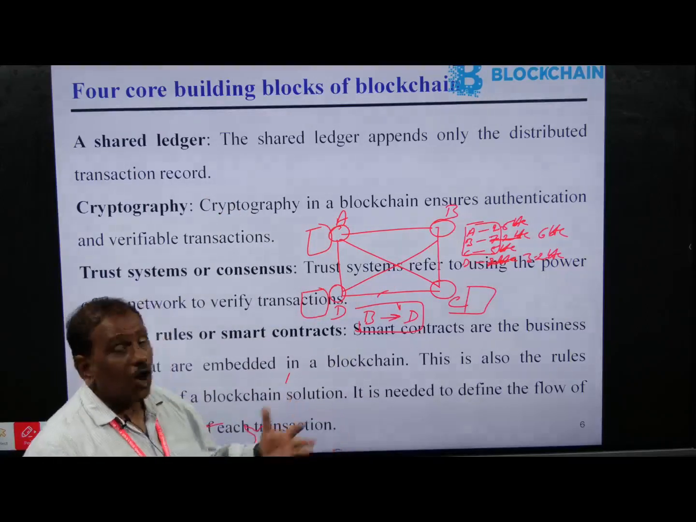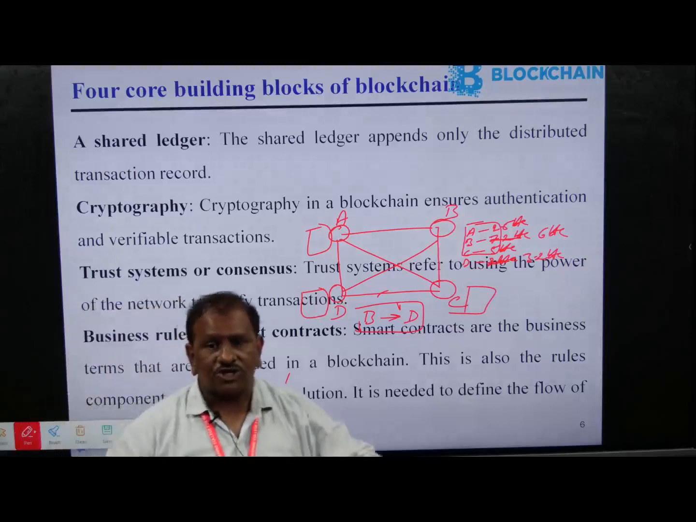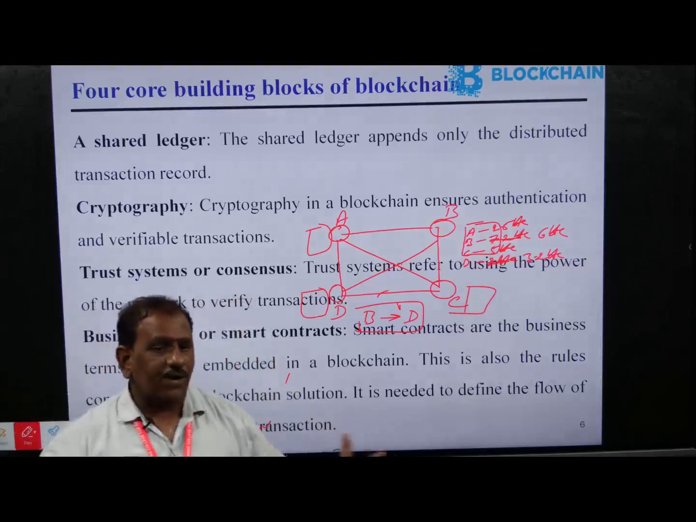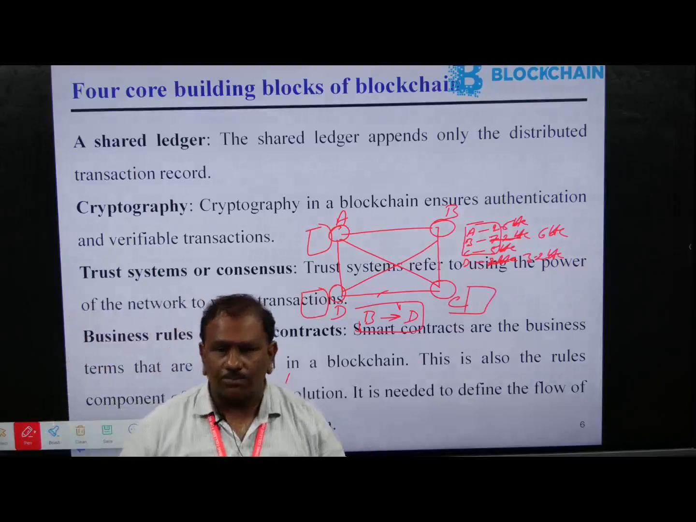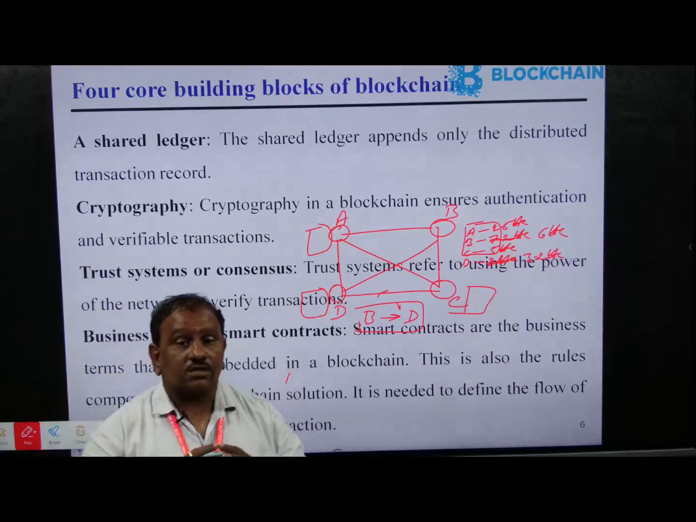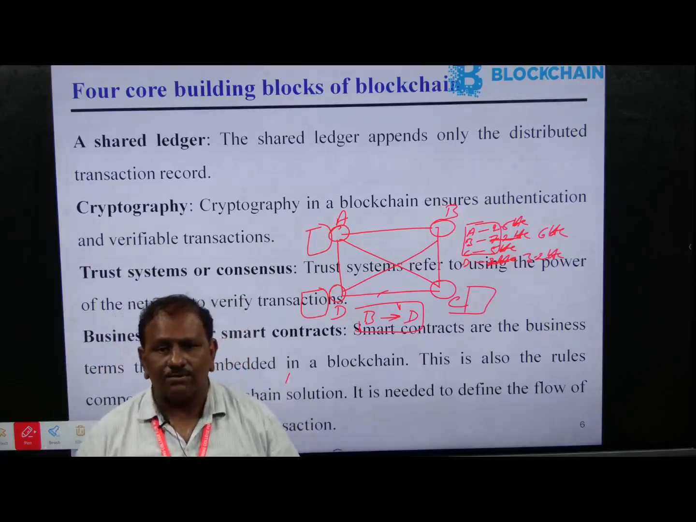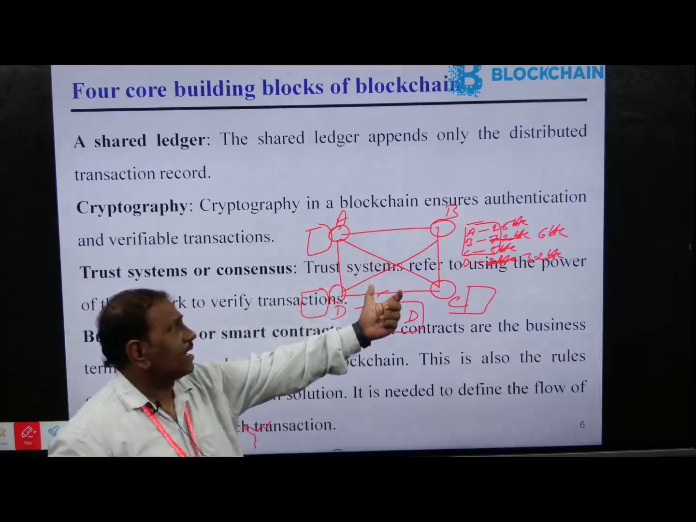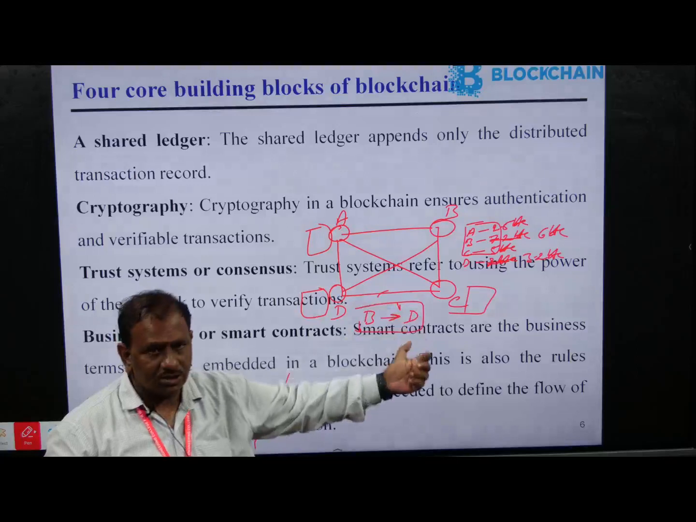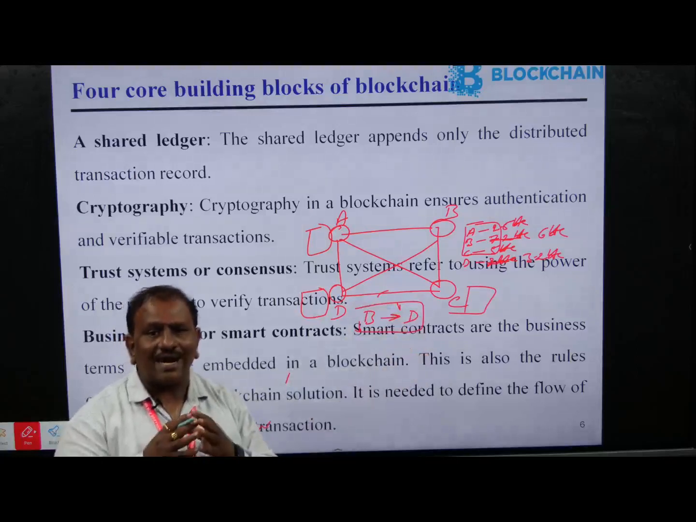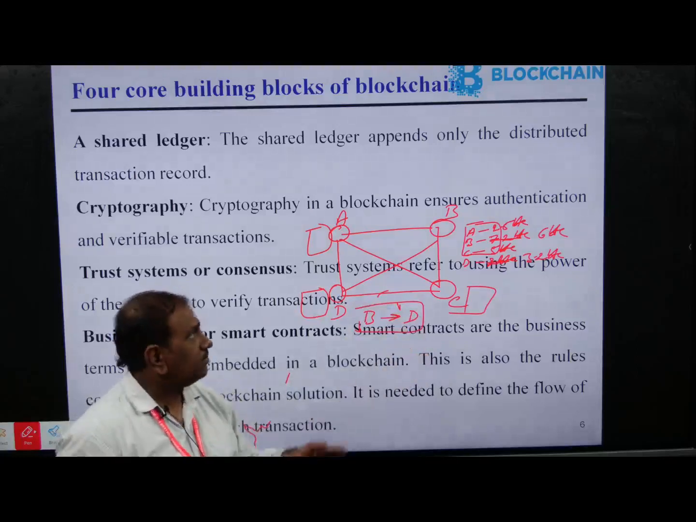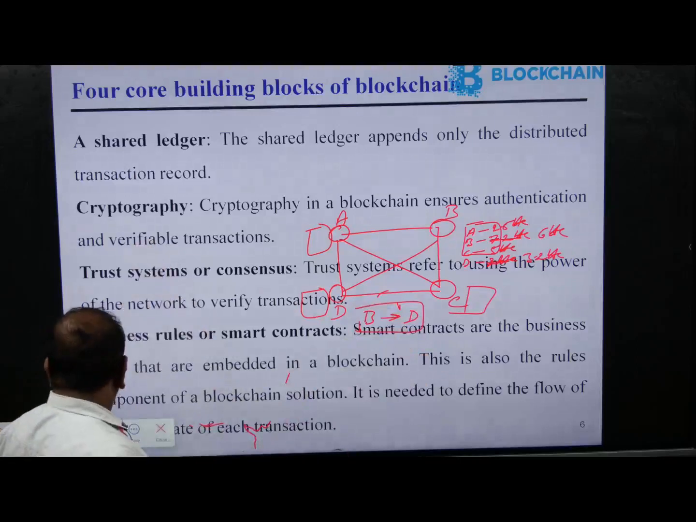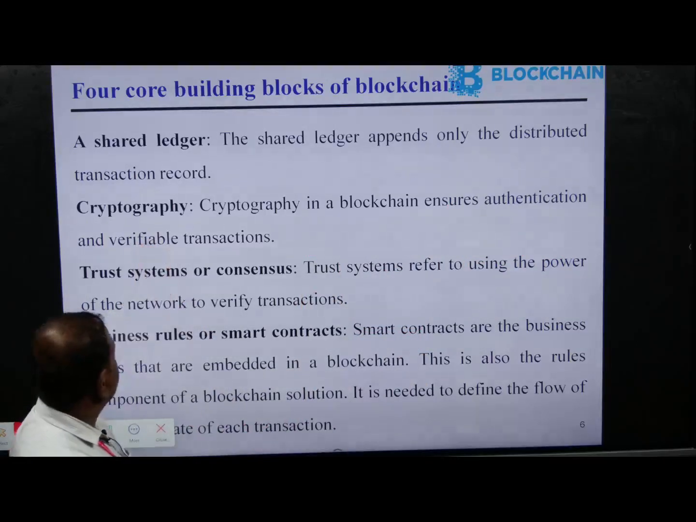Now, how many nodes are there in the blockchain network? Suppose I consider the Bitcoin blockchain network, there are lakhs of nodes available in the market. I'm giving an example of only 4 nodes, but in general there are lakhs of nodes available. That is what we call a shared ledger.